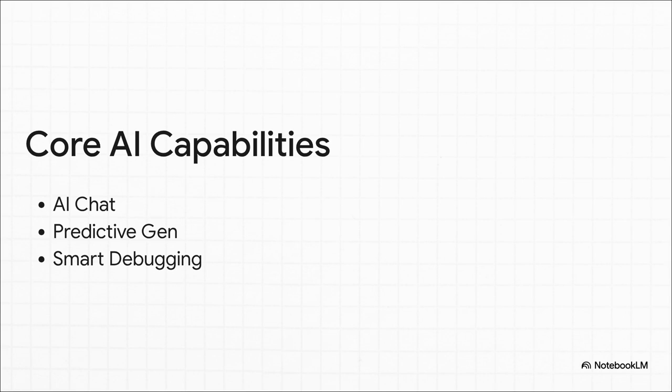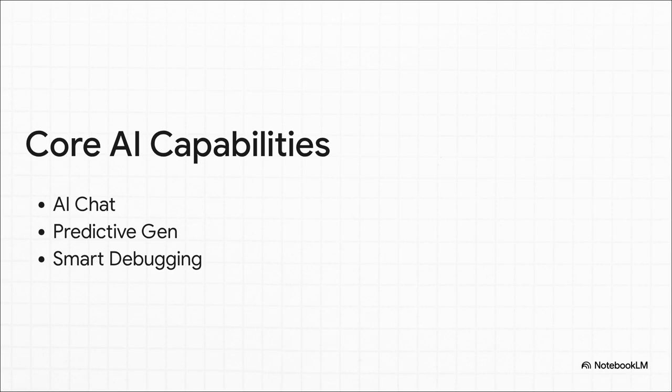Feature number 2 is predictive code generation. Cursor doesn't just fill in text, it actually predicts your next cursor position. If you change a variable name, it instantly jumps your focus to the next place that variable is used, giving you this super rapid tab workflow. And feature 3 is smart debugging. Instead of losing hours staring at a cryptic stack trace, you just hit Command K, ask, why is this failing?